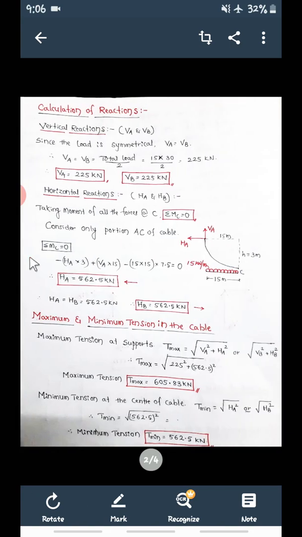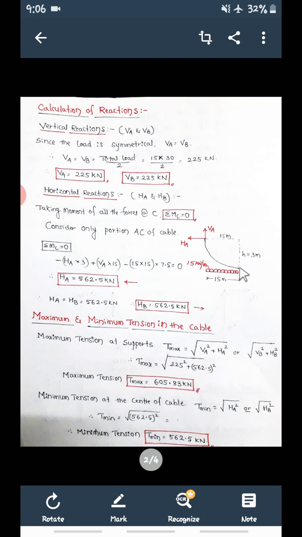So first we're going to find the maximum tension at the supports. T max is equal to, we already know this formula, the root of VA square plus HA square. We have already calculated VA and HA, so substituting, the maximum tension at the support is equal to 605.83 kilonewton. Okay, and where is the minimum tension now?